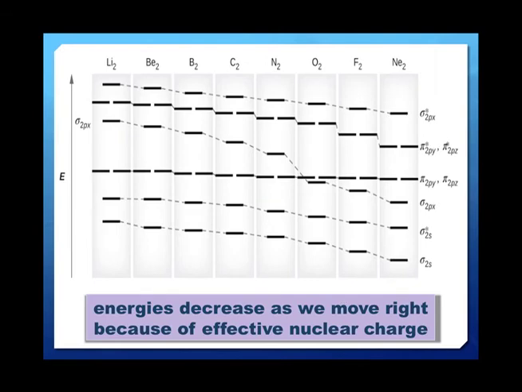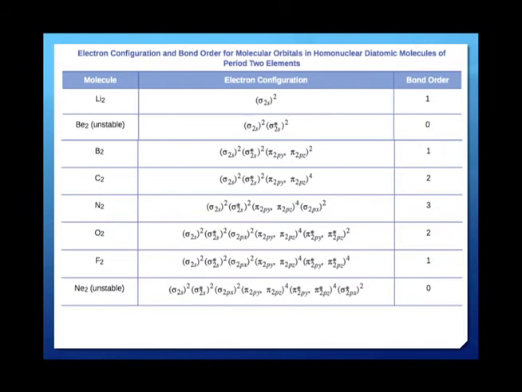In general, the energies will decrease as we move to the right because the effective nuclear charge will increase as we add protons to the nucleus, which will cause the atomic radius to decrease. If we place all the electrons in their orbital diagrams, we could calculate the bond order for each molecule, which would give us these values.